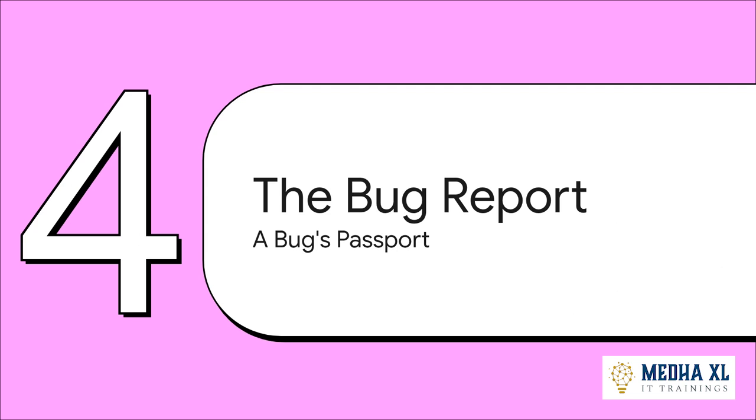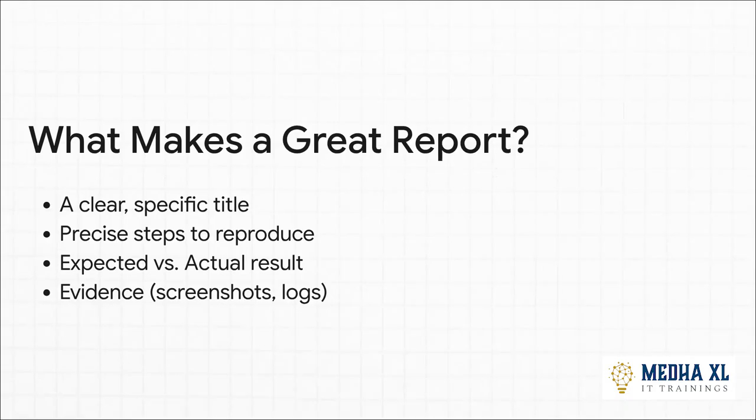So, for a bug to even start its journey and get a severity and priority rating, it needs a good passport. And that passport is the bug report. A bad, lazy report can cause a bug to get lost or ignored for weeks. But a great one is a first-class ticket to getting fixed and fast. So what's in this perfect passport? Well, first, a clear, specific title, no vague stuff.